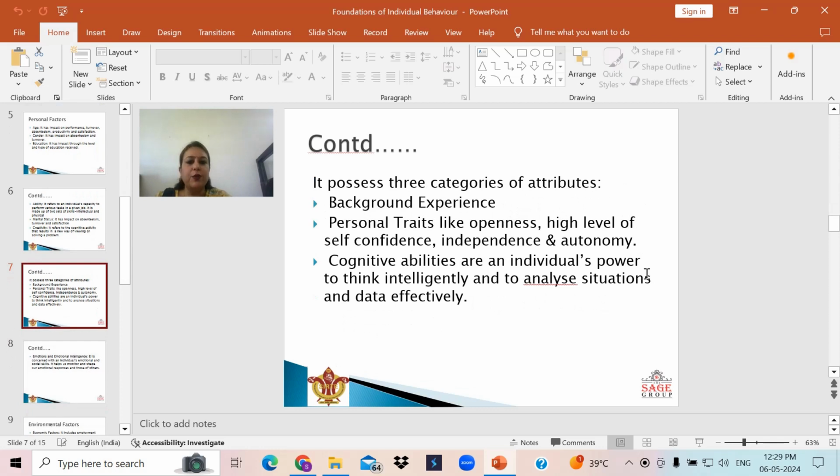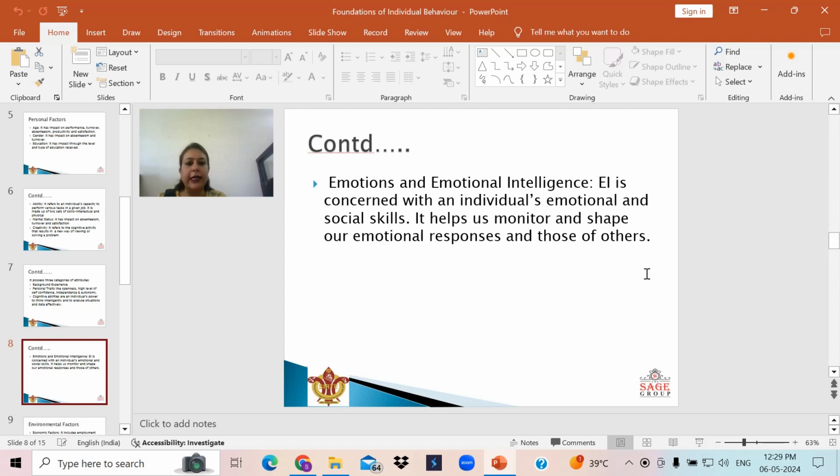Then your background experience, your personal traits, which lead to self-confidence and independence, which makes you different from the other person's behavior. Then your emotional intelligence, how emotional you are and how practical you are. Basically, one should have a balance between emotions as well as professionalism or practicality. Only then would they be able to survive in the corporate world.